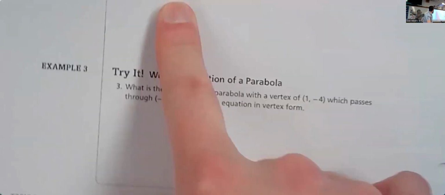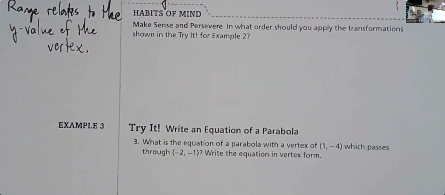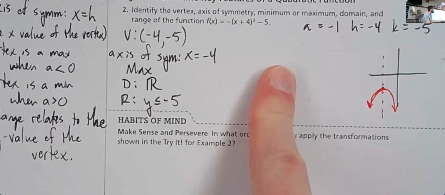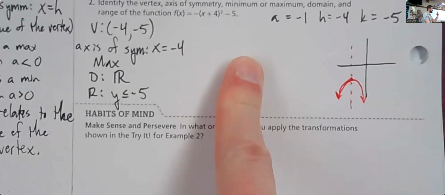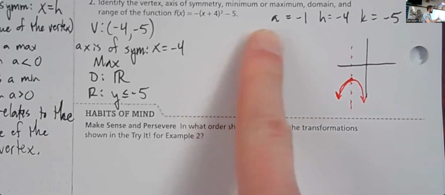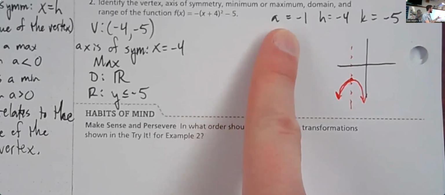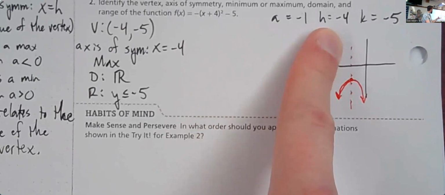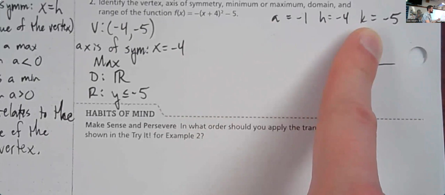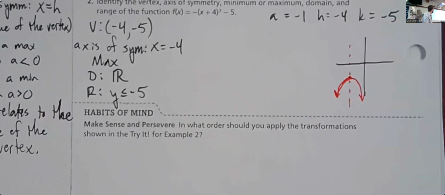Next question here. In what order should you apply the transformations shown in this example? There's three transformations, right? We have a reflection across the x-axis because a is negative. That's our first reflection we've seen today. We've got a horizontal shift left 4 units, and we have a vertical shift of down 5 units. It says, in what order should you apply the transformations?